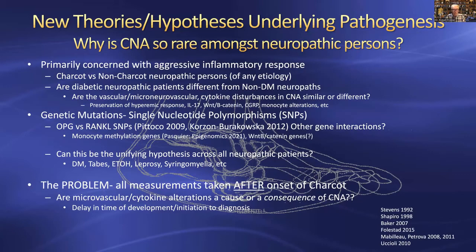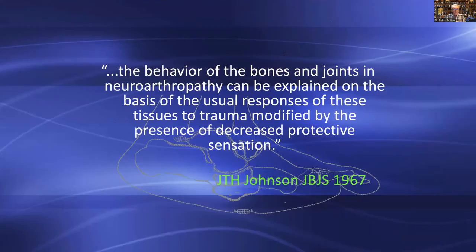So the problem also is that in almost all studies, all the measurements were taken after the onset of Charcot. You can't measure a putative cause after the onset of the disease, not with any great reliability. So are the microvascular cytokine alterations a cause or a consequence of Charcot neuroarthropathy? There's also a delay in time of development or initiation to diagnosis. So whereas a Charcot foot might have started weeks before diagnosis, does that come into play as well? There are many, many underlying concerns, but still we have a much greater understanding now of the underlying etiology.